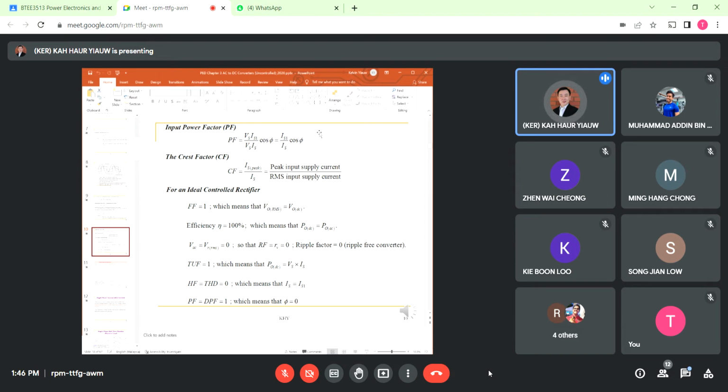Theoretically, it's supposed to give you 1, the maximum value. But in practice, you never get 1. You get 0.9 something, but you won't get 1.